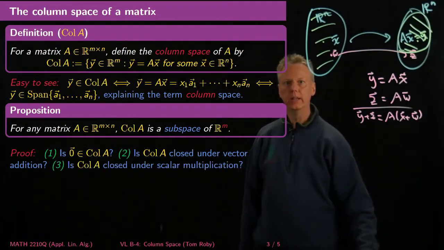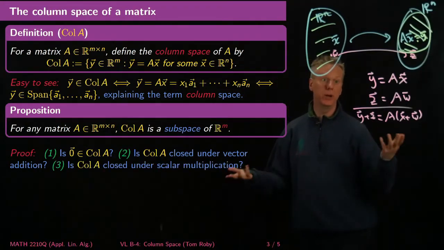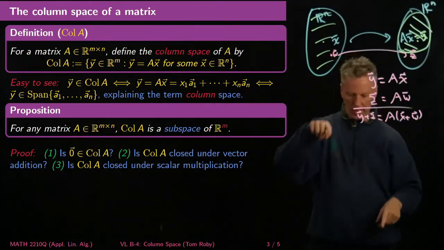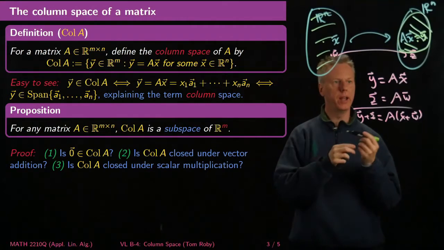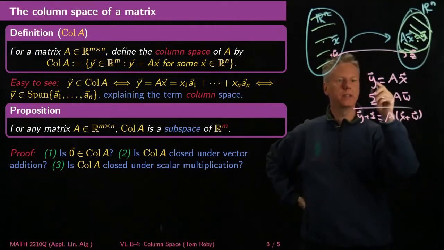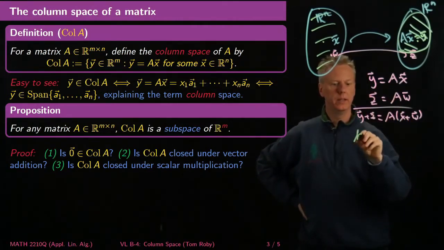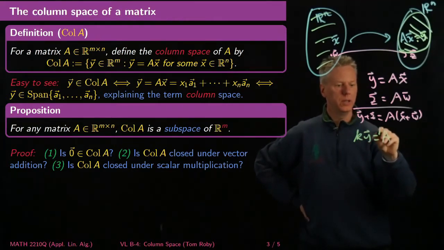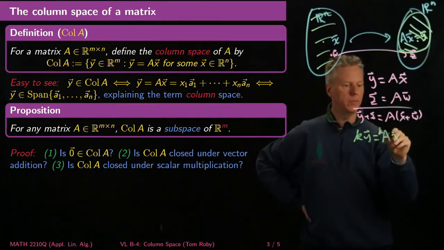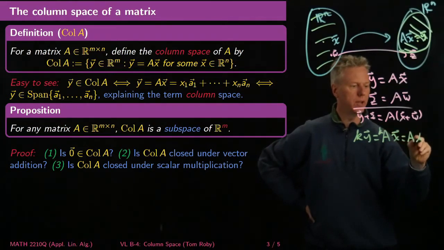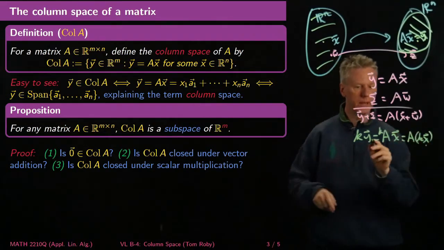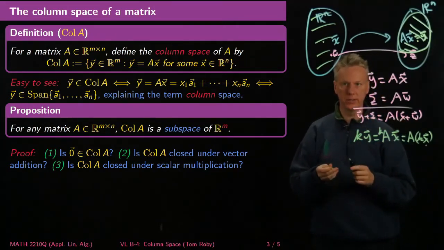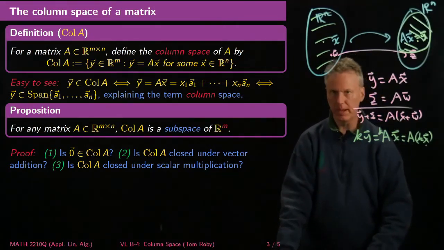All right, and finally, is it closed under scalar multiplication? Well, it's the same kind of argument, right? If y is equal to A times x, well then k times y is going to be equal to k times A times x, but that's just equal to A times kx because the scalars pull through. So the point really here is that things are linear, and so that's why you get a subspace.